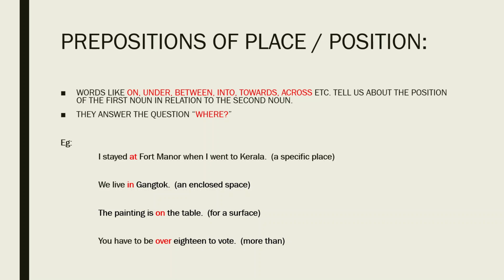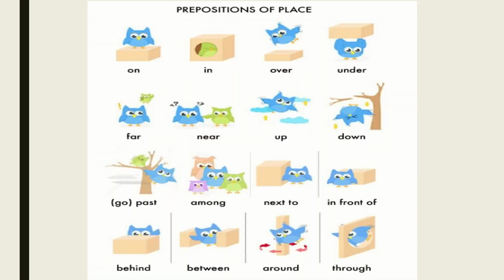You have to be over 18 to vote. So here also it tells us that we have to be more than a certain age to vote. So in places like these, we use the prepositions of place. So here in this picture too, we have certain prepositions of place. Please go through this chart.